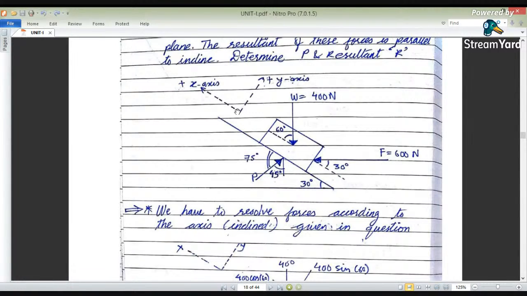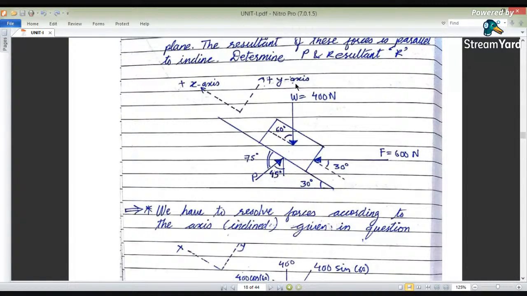In this case, we have taken X in the upward direction along this plane, which we consider positive, whereas along these directions we consider the Y direction. That means this 400 newton force is to be resolved along these X and Y directions. The 600 newton force F has to be resolved in X and Y directions, and the P force again has to be resolved along these X and Y directions.